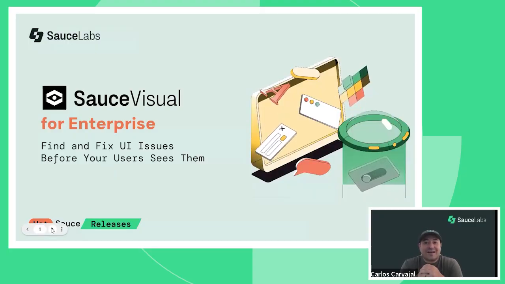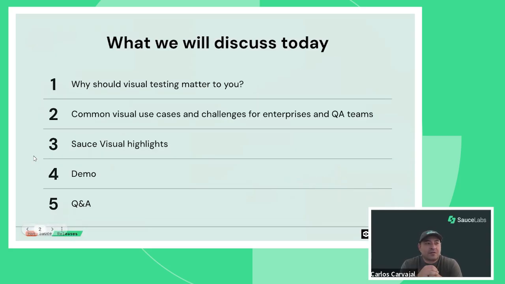This session is about finding and fixing UI issues before your customer sees them. So, welcome everyone. We have a great agenda outlined for you. We're going to discuss why visual testing should matter to you. We're going to go through some common use cases and challenges for enterprises and QA teams. We're going to go through some Sauce visual highlights. We'll have a great quick demo for you, and then we'll end with a Q&A.